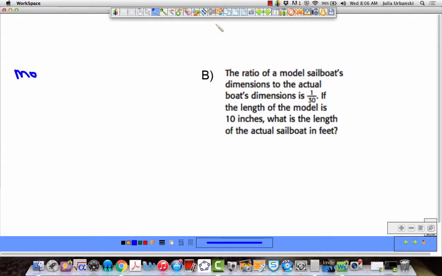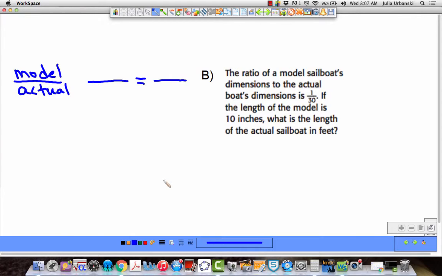You guys have room underneath, huh? So write yours underneath. We have a model boat. I'm going to put all the model numbers on top. And we have an actual boat. I'm going to put all the actual numbers on the bottom. And I'm going to set up a proportion. All the numbers talking about the model go on top. All the numbers talking about the actual go on bottom.